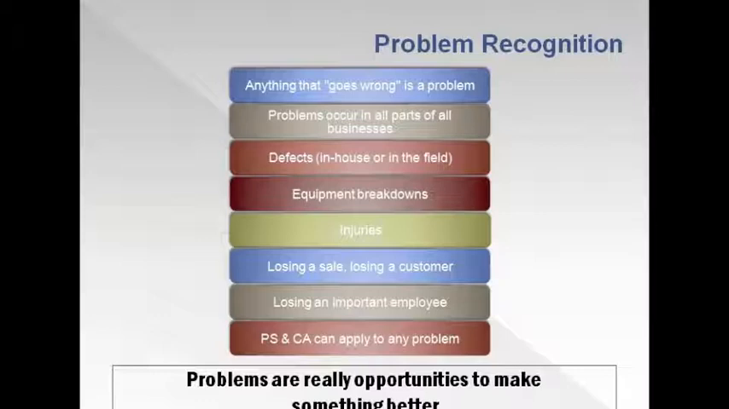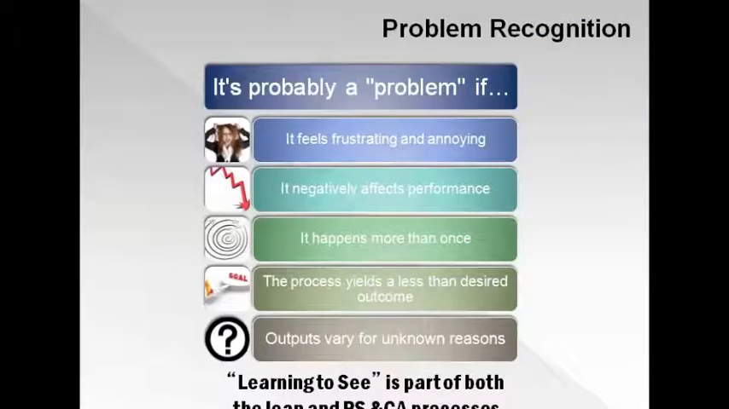Okay? It's only a problem if it feels frustrating and annoying. If it negatively affects performance. If it happens more than once, the process yields less than desired outcome. The outputs vary for various reasons. These are absolutely, positively, without a doubt, certainly definitions of a problem. Learning to see what's going on in your environment, to open your eyes, open your ears, and feel what's going on in your facility is part of the lean process and also the foundation of problem solving and corrective action.